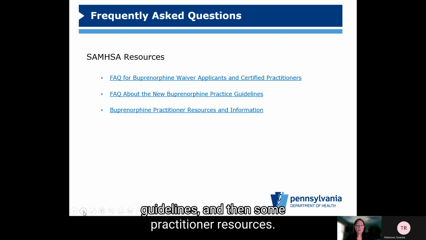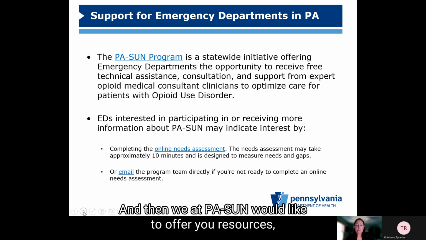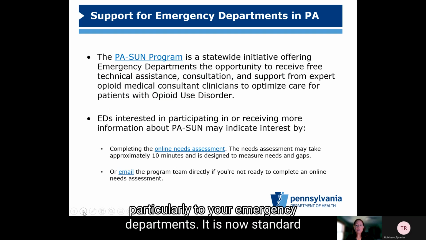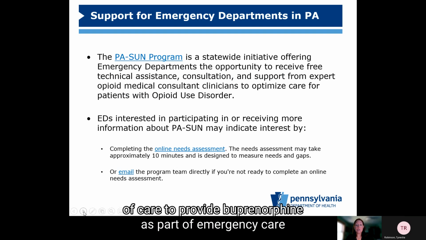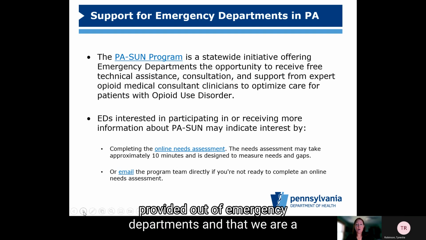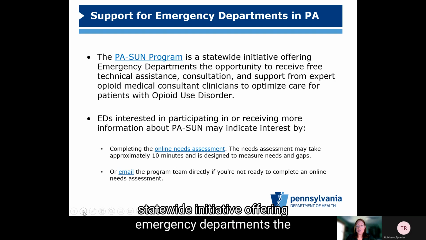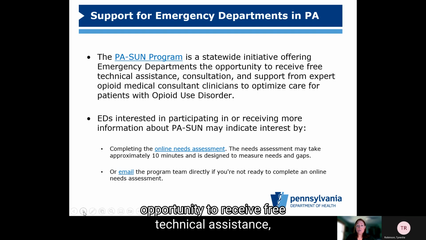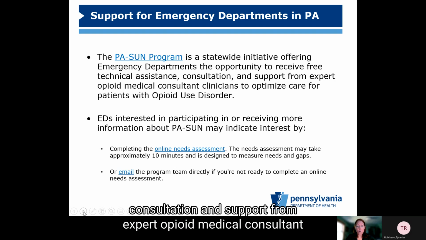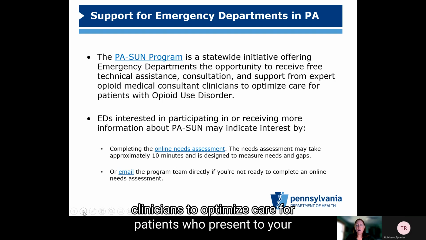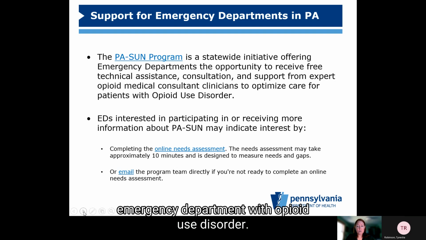then some practitioner resources. And then we at PA-SUN would like to offer you resources, particularly to your emergency departments. It is now standard of care to provide buprenorphine as part of emergency care provided out of emergency departments, and that we are a statewide initiative offering emergency departments the opportunity to receive free technical assistance, consultation, and support from expert opioid medical consultant clinicians to optimize care for patients who present to your emergency department with opioid use disorder.